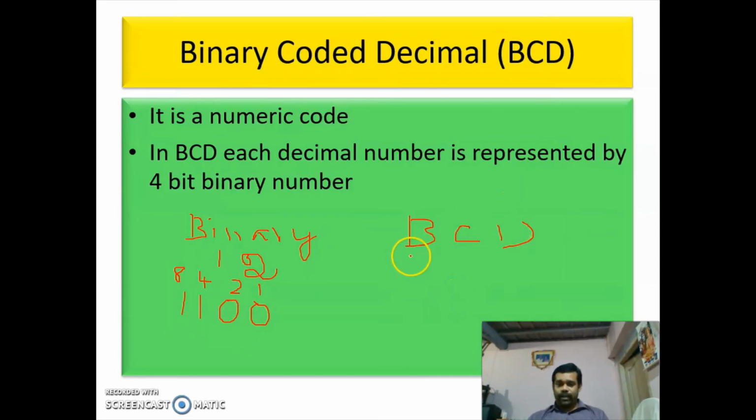Now we come to write the value of 12 in BCD. In BCD, we split this number into 2 digits, and each digit is written with 4 bits in binary. The value of 2 is 0010, and the value of 1 is 0001. So in binary, the value of 12 is 1100, and in BCD, the value of 12 is 0001 0010. So in BCD, each decimal digit is represented by a 4-bit binary number.